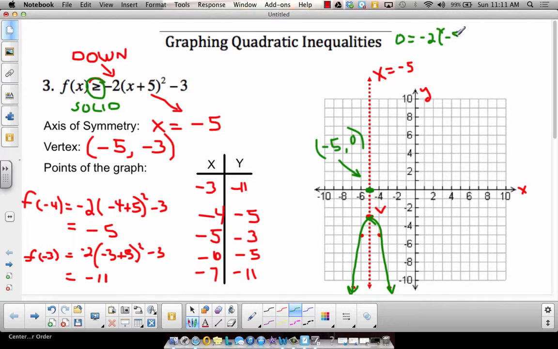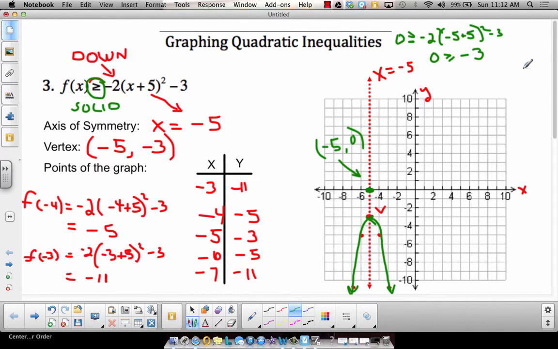then in parentheses, -5 plus 5, more squared, -3. Actually, I don't want to use just equals. I need to use my inequality because I'm trying to see if I have a true statement or not. So 0 greater than or equal to. What happens inside here? -5 plus 5, I get 0. 0 squared is 0. 0 times -2 is still 0. So all this happiness goes away, which is exactly why I chose a point on this axis.